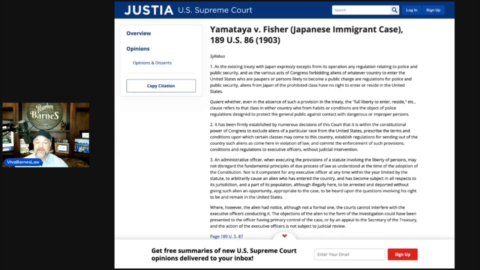An administrative officer, when executing the provisions of an immigration statute involving the liberty of persons, may not disregard due process, but it is up to them to afford that due process.